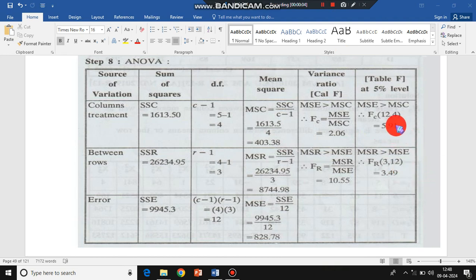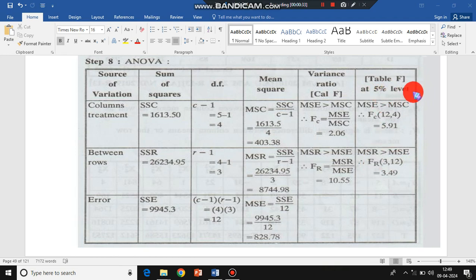So again, how we found the table value of f column wise, 12,4. The same way we have to find the table value for f row wise also, at the 5% level of significance. So again you have to go to the statistical table, Fisher's statistical table. There, you take the 5% level table.